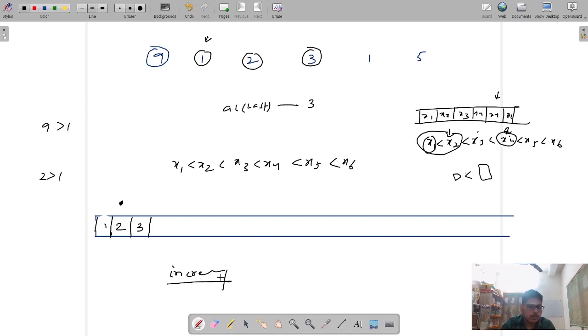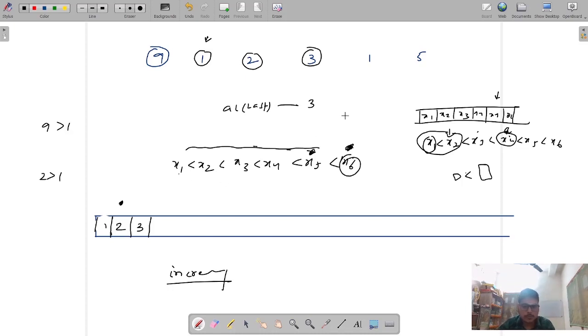So I am finding an increasing subsequence, right? Suppose I am finding the answer for the x6 position. I am finding x6 from my array, and I already got x5. I got all the elements here, then I am finding x6 here. So I am finding the answer in such a way that x5 is bigger than all these numbers, right? Because x1 is less than x2, x2 is less than x3, x3 is less than x4, and so on.